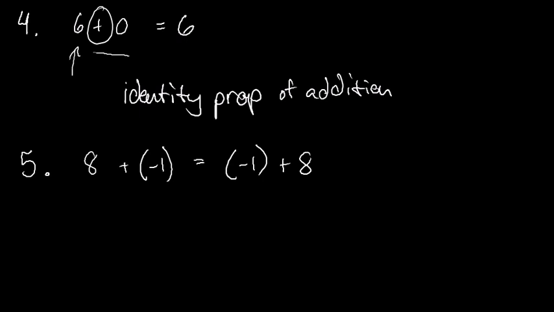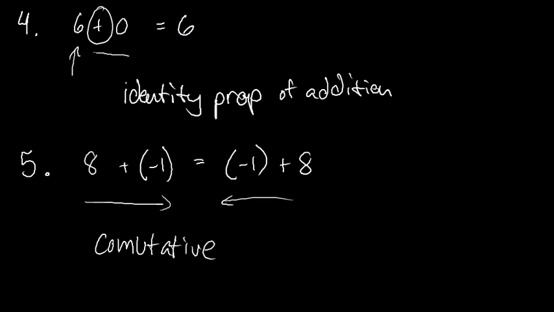Number 5. 8 plus the opposite of 1, 8 plus -1 equals -1 plus 8. So what is happening here? Well, I have 8 plus 1, then I have 1 plus 8. So it looks like I'm switching the order of things. And when I switch the order of things, it's not associative because I'm not changing the grouping, but it is commutative. Commutative, I think there's another M in there.